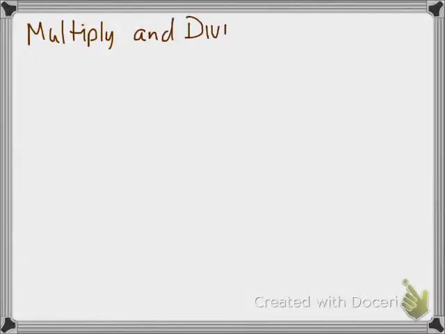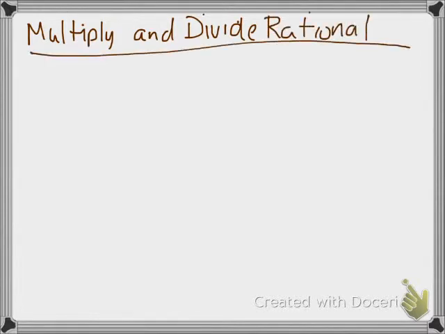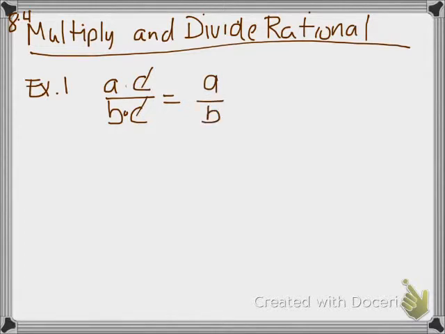Section 8.4, which is multiplying and dividing rational equations. Now, we're going to give you some simple examples, and the first one is if you had A times C divided by B times C, what do they have in common, both top and bottom? Well, it's the C, so then you would eliminate those, and your answer would just be A over B.